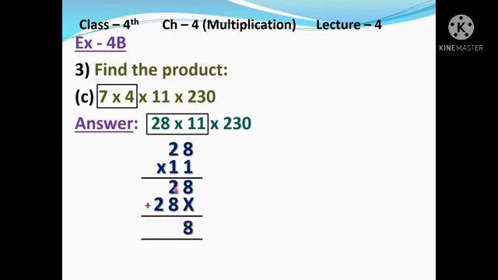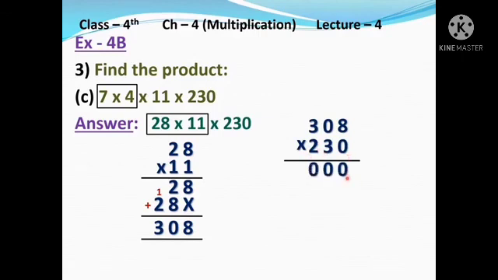Write 8 as it is. 2 plus 8, 10. Write 0 here and 1 carry. 1 plus 2, 3. Write 3 here. 28 multiply 11 equal to 308. Now multiply 308 by 230. Write down 308 multiply 230. Now see, 0 8s are 0, 0 0s are 0, 0 3s are 0.